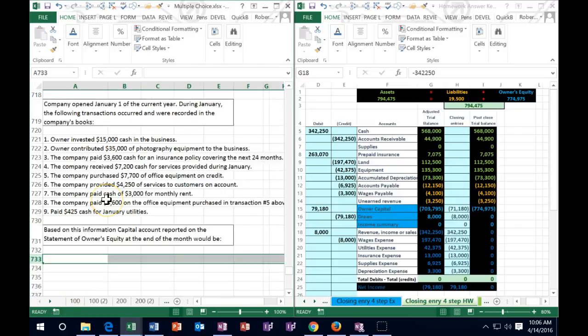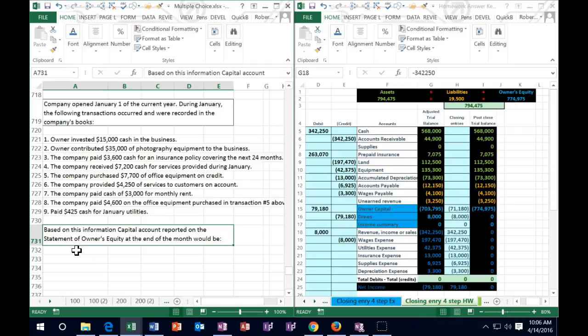All right, next one, a bit longer. We got the company opened on January 1st of the current year. During January, the following transactions occurred and were recorded in the company's books. I'm going to skip this and go down to the end. I'm not going to read all the transactions. I suggest doing this in a multiple choice question, and I'm going to see what the goal is and then go back and read the transactions.